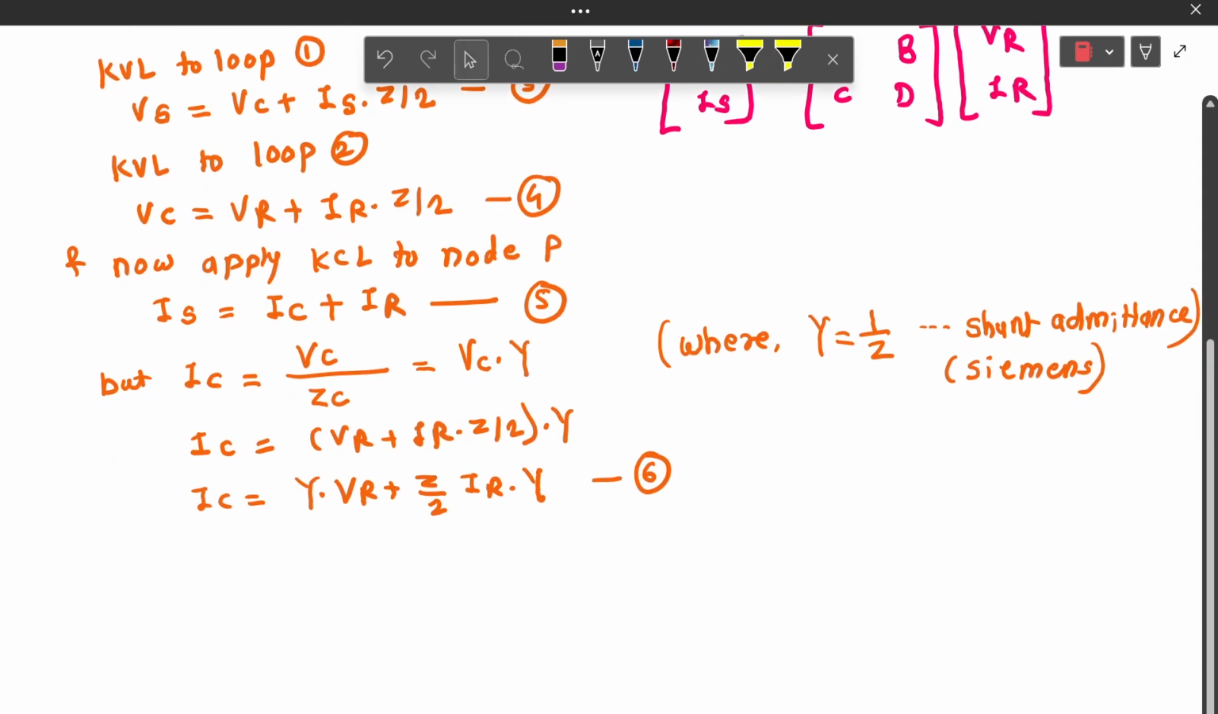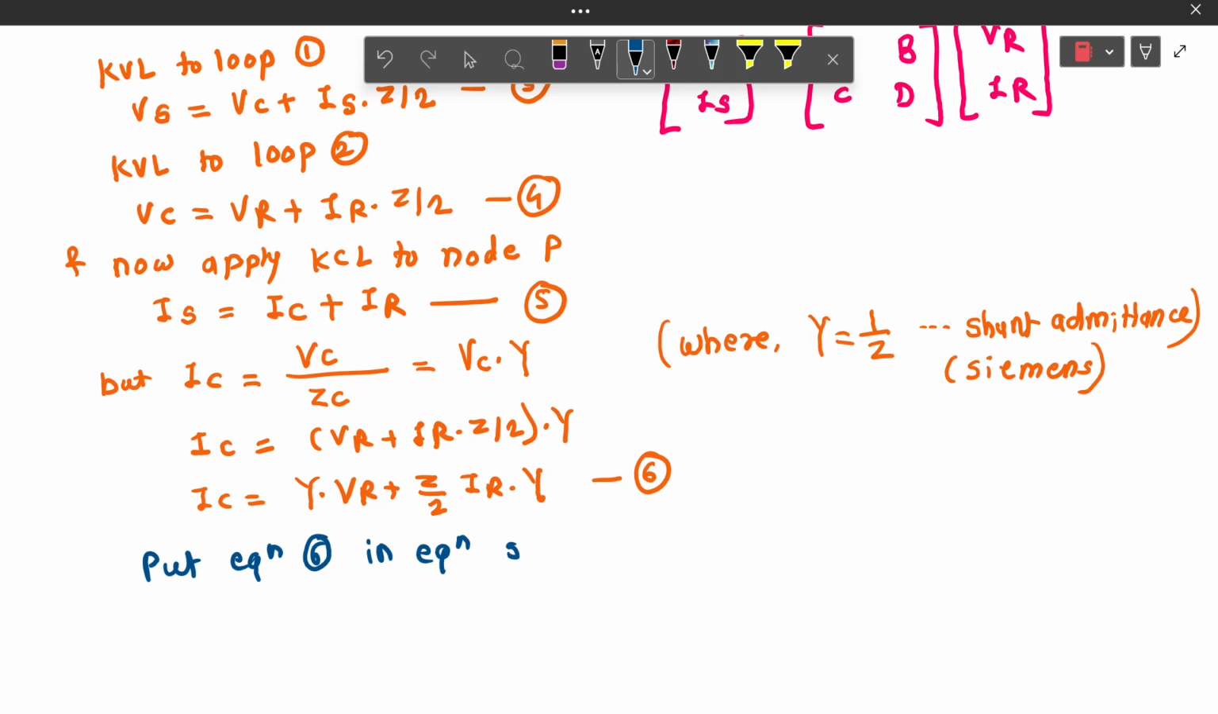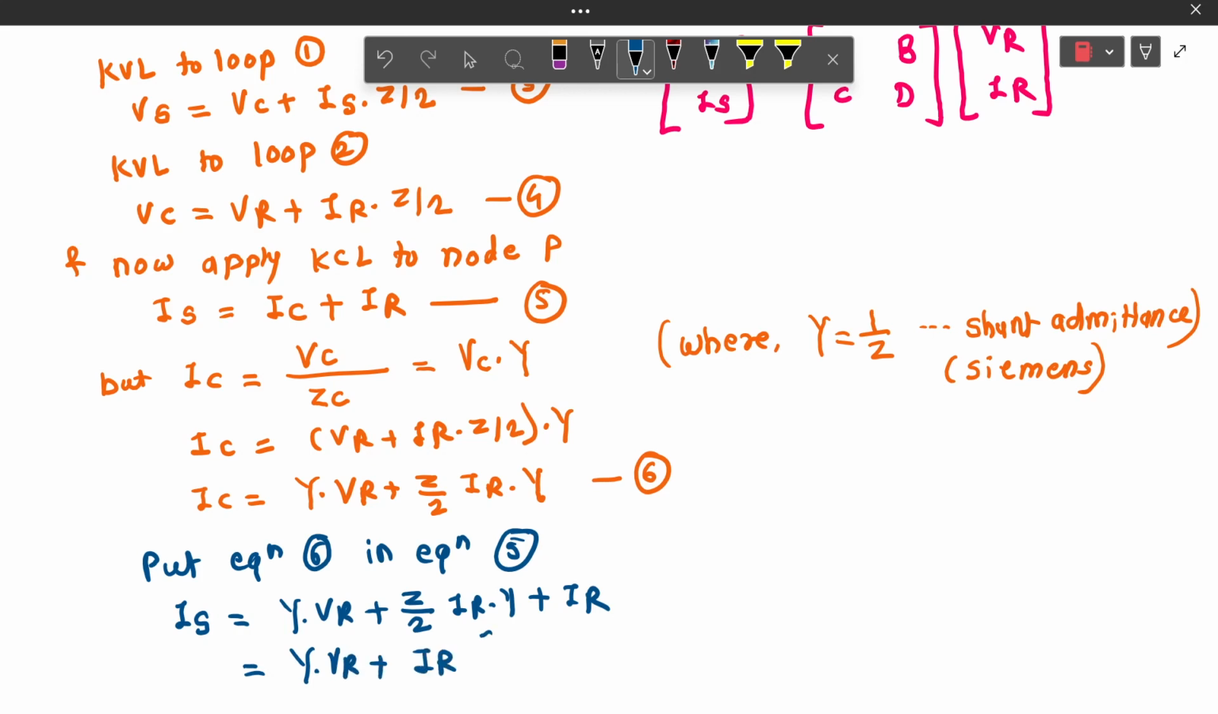This value of Ic in equation number 5, to get the value of Is, put equation 6 in equation 5. As Is becomes equal to Ic, we can write Y into Vr plus Z by 2 Ir into Y plus Ir from equation 5. So we can write this Y Vr plus we can take common Ir into bracket ZY by 2 plus 1. Equation number 7.